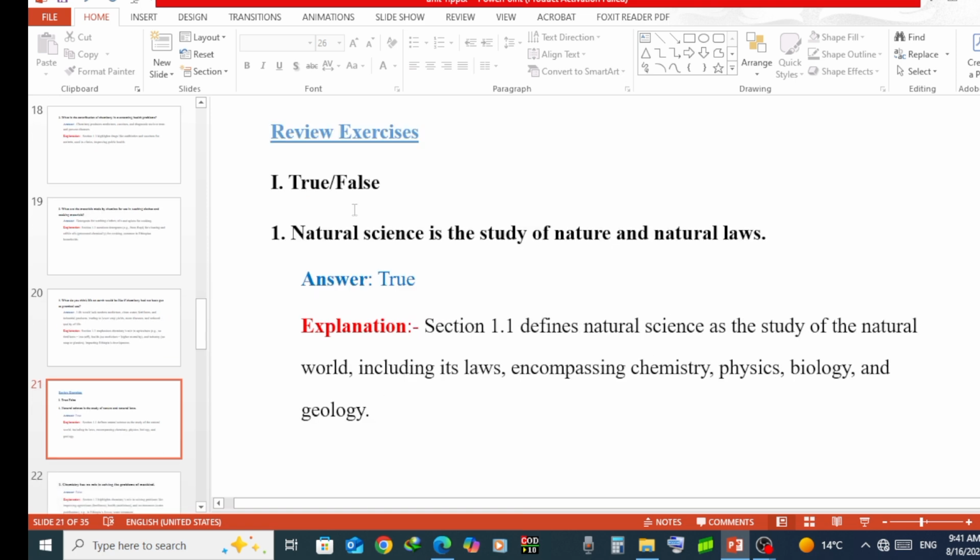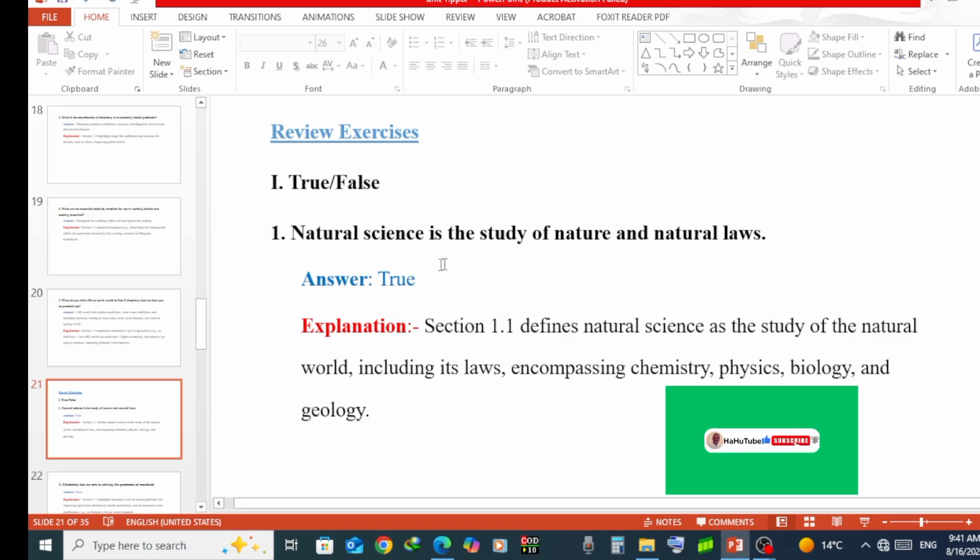The answer will be true. Section 1.1 defines natural science as a study of the natural world, including its laws, encompassing chemistry, physics, biology, and geology. Therefore, natural science is the study of nature and natural laws.